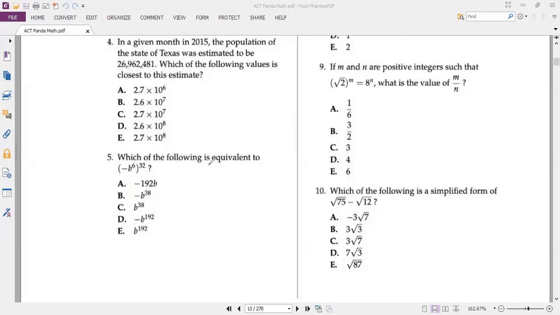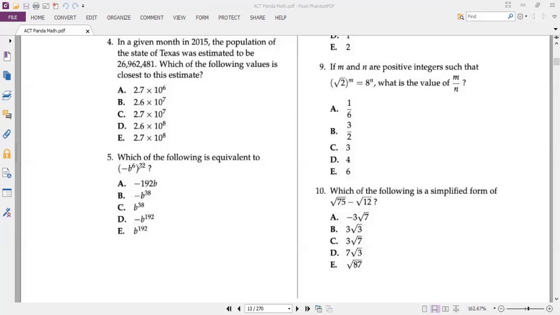Number 5: which of the following is equivalent? By the way, you can do it without using a calculator. Till now, we have not used a calculator in any problem. A calculator is allowed all the time in the exam, but many questions need no calculator at all.